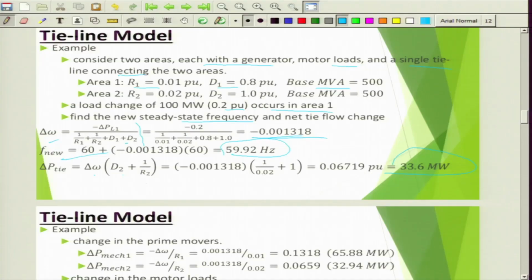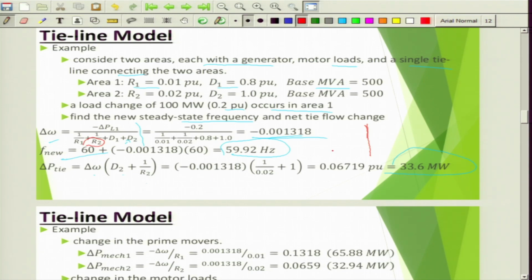Let us ignore D2. There is no load, no network, that means there are no frequency dependent loads, and R2 is considered to be infinity. That's why 1 by R2 will be 0. You can ignore it. R2 is infinity means what? The slope is just a straight line, a vertical straight line. It is not reacting to any change in load.